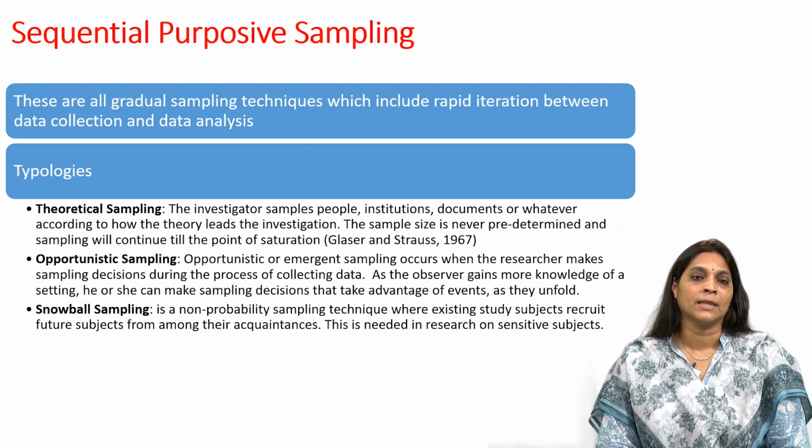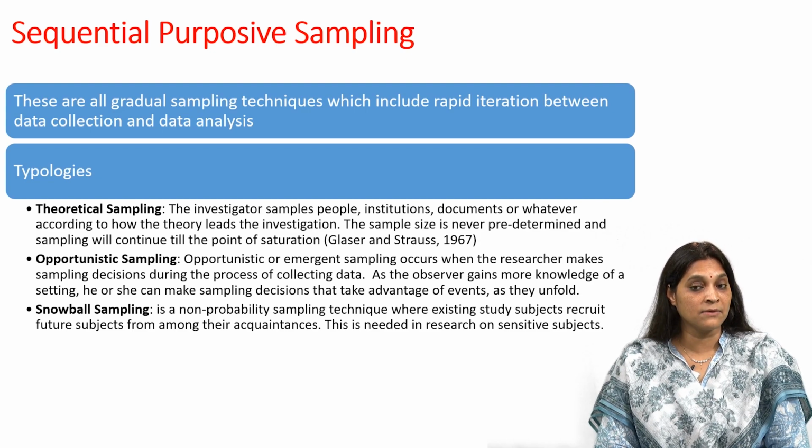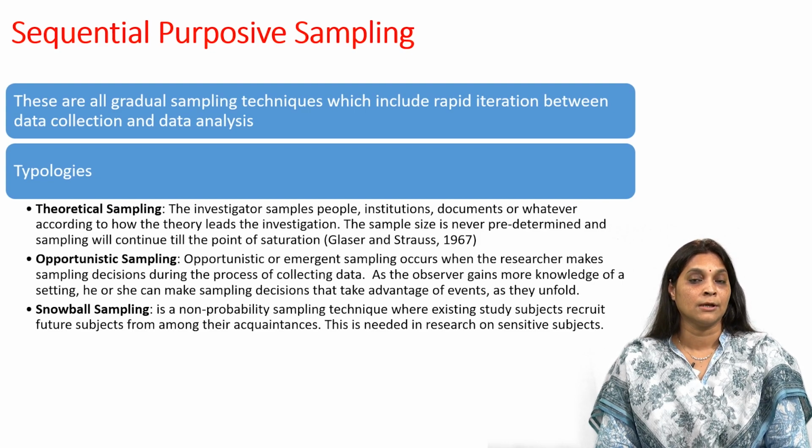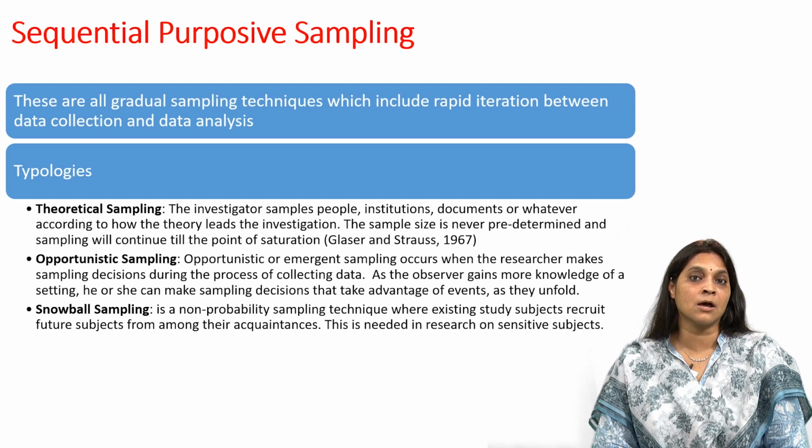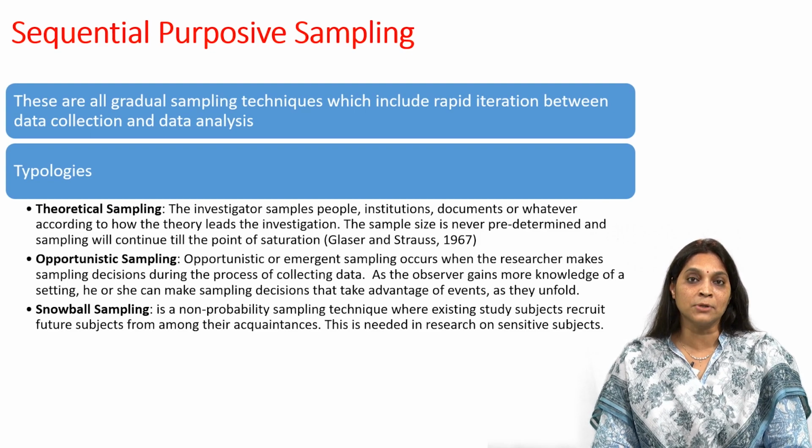So, what does it mean? The investigator samples people, institutions, documents or whatever according to how the theory leads the investigation. The sample size is never predetermined and sampling will continue till the point of saturation. Now, the next that we have with us is opportunistic sampling. Opportunistic or emergent sampling, as it's known, occurs when the researcher makes quick sampling decisions based on the process of collecting data. Now, let us say, for instance, you are collecting data or you are trying to understand workplace bullying behavior.